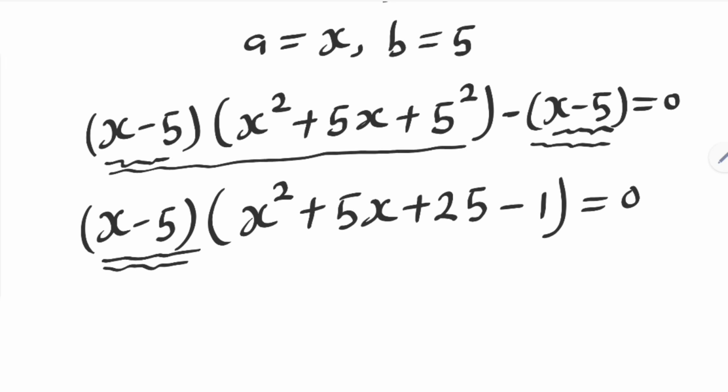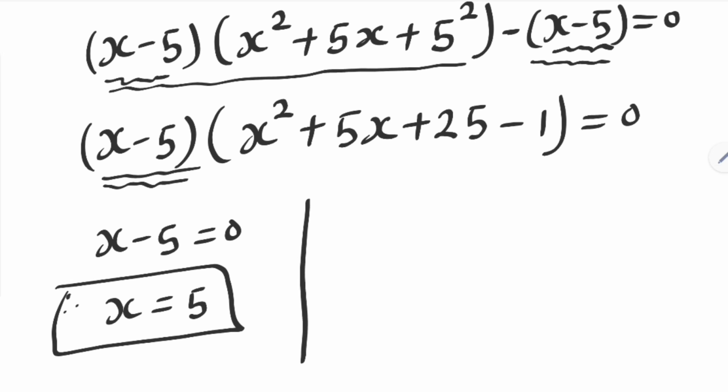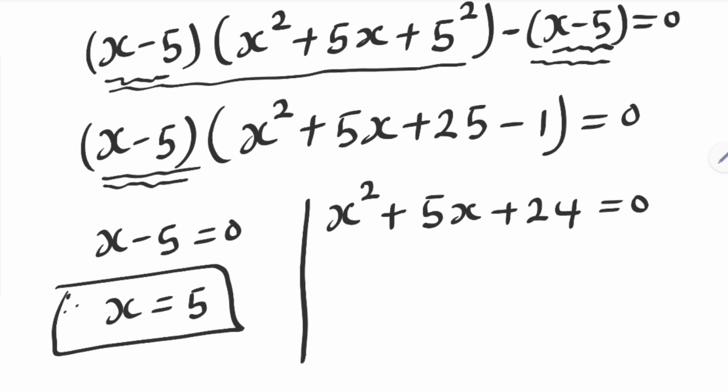There are two cases here. s minus 5 is equal to 0. Therefore, s is equal to 5. This is the first value of s. And the second case, s squared plus 5s plus 25 minus 1, that is 24, is equal to 0.